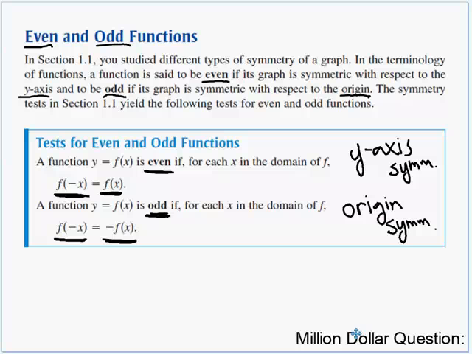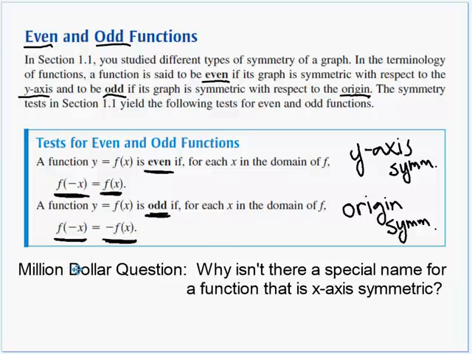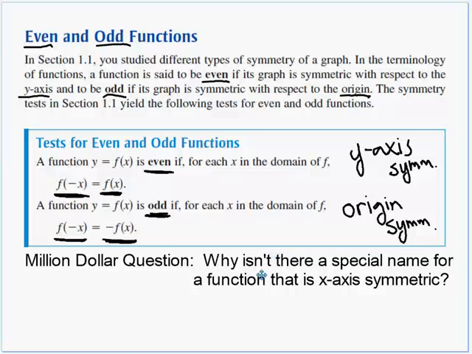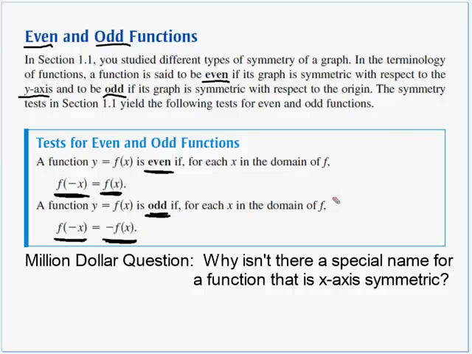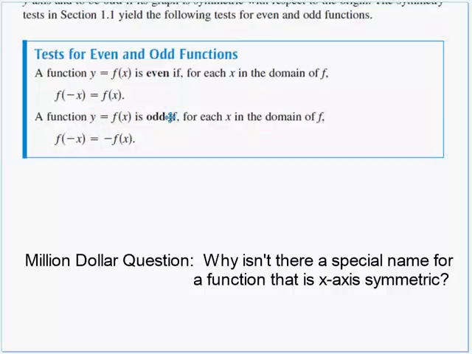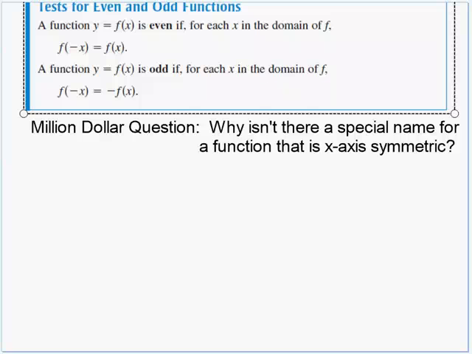That might lead you to a question that rattles around the back of your head. Here's our million-dollar question. Why isn't there a special name for a function that is x-axis symmetric? If a function is y-axis symmetric, we call that function even. If the function is origin symmetric, we call it an odd function. Why is there no special name, even, odd, or something else, for a function that is x-axis symmetric? Think about that. Why isn't there a special name for a function that is x-axis symmetric?